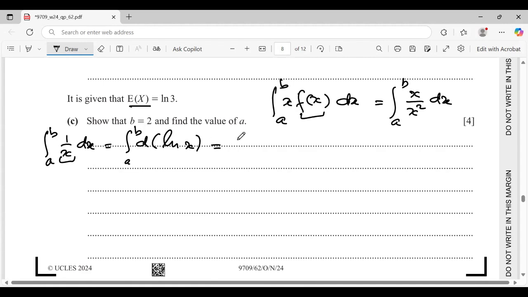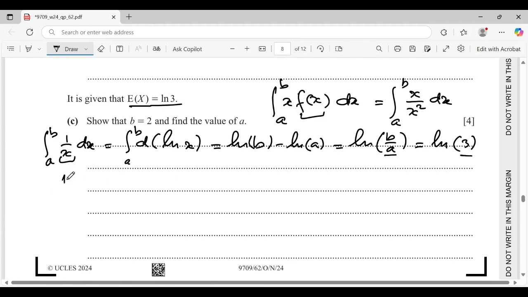Substitute b and a, it becomes ln b minus ln a, or it is ln b over a. According to the statement that ln b over a equals ln 3, it means b over a equals 3. So b over a equals 3, or a equals b over 3.